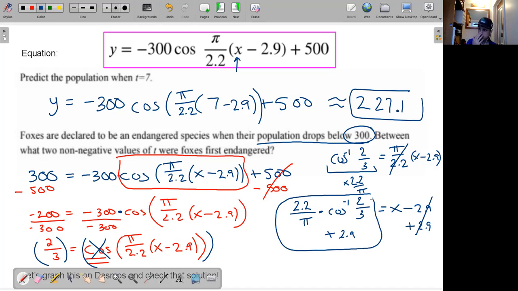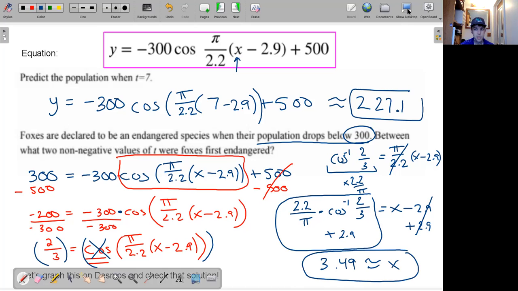So I'm going to use my calculator now to get a decimal approximation. 2.2 over pi times cosine inverse of 2/3. Okay, I got this. And now I'm going to add 2.9 to that. So plus 2.9. Okay, so there we go, 3.48, 3.5. Let's do 3.49 is approximately x. So here's an approximation, 2 decimal places. So that's 3.49 years.